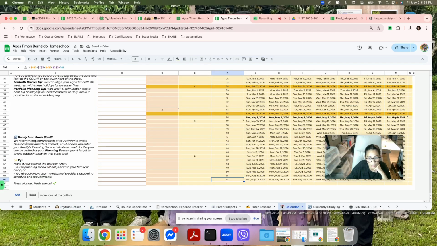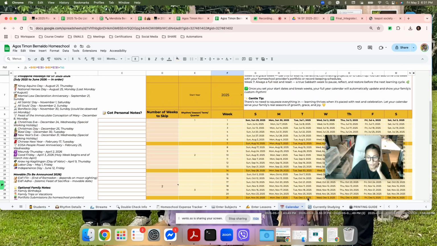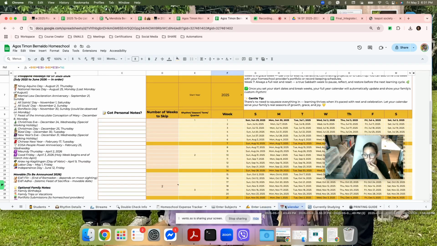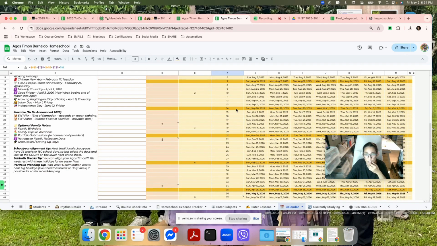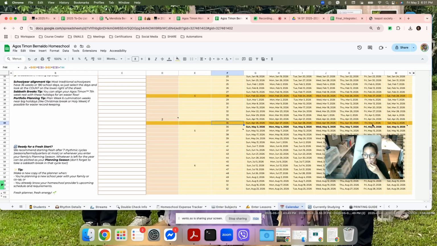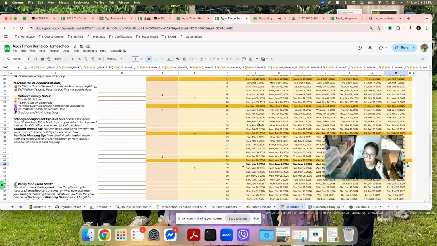that the calendar will also, your lessons will also reflect that. So, kumbaga, here sa lessons, 180 lessons na lang talaga yung 5 times a week na subject, which is usually the case. Okay? And then, it will show you na I really just need to do school until May 9. So, May, June, July.